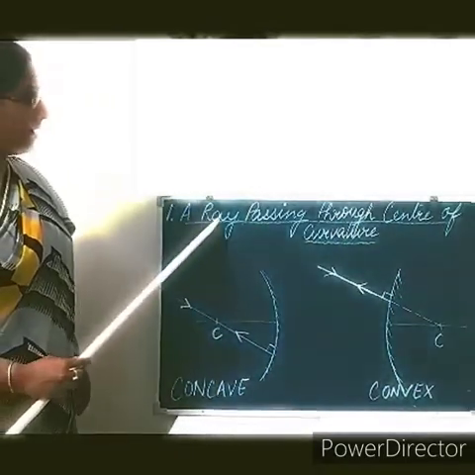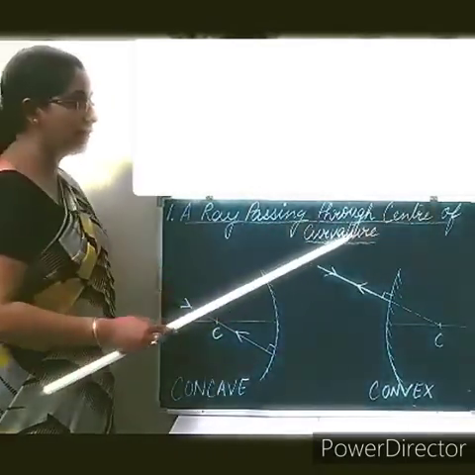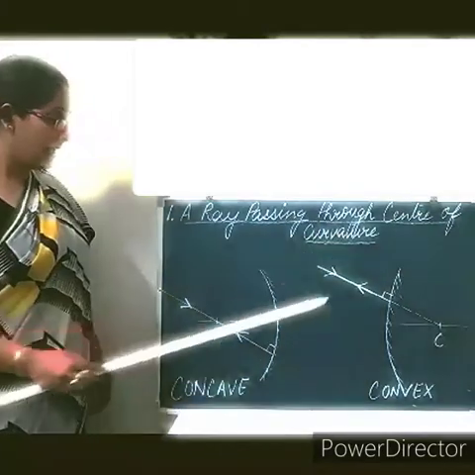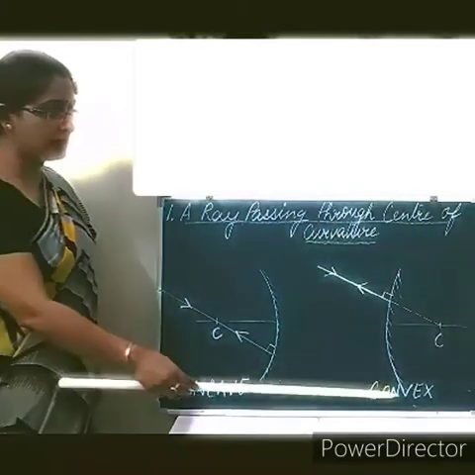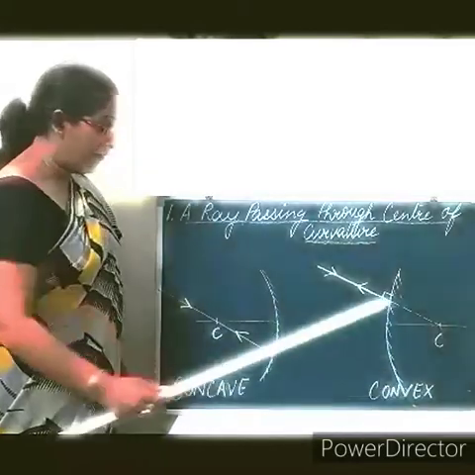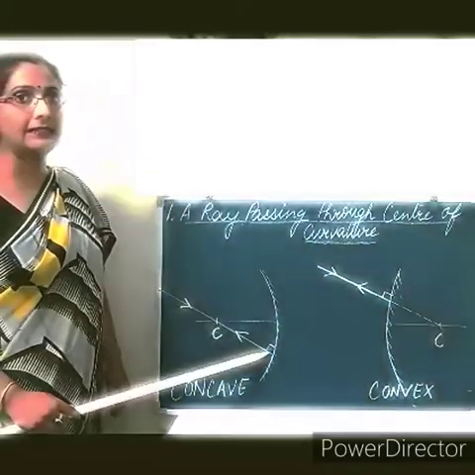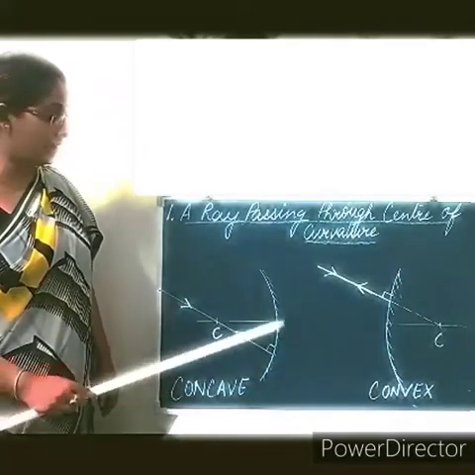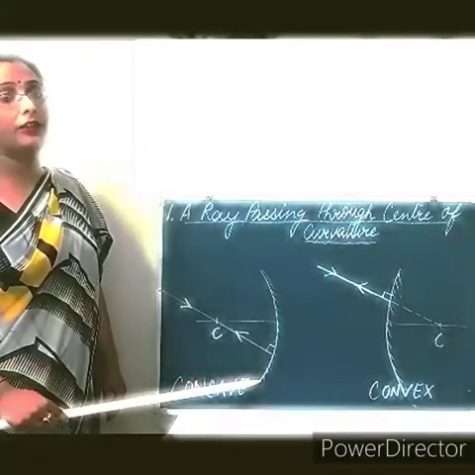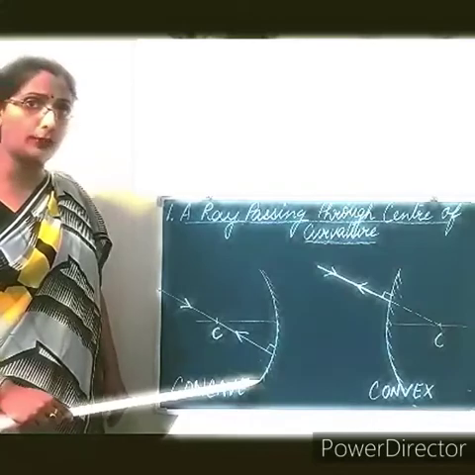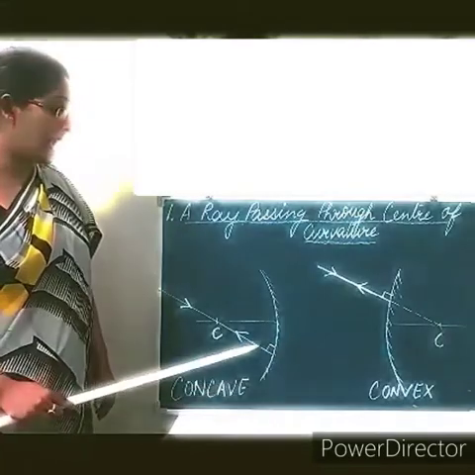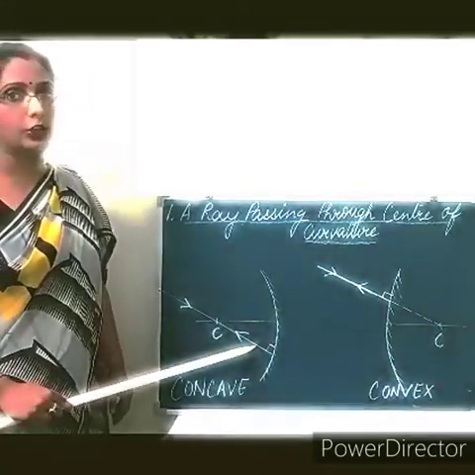The first is a ray passing through center of curvature. This is a concave mirror and this is a convex mirror. Whenever a ray passes through center of curvature, it is incident at 90 degree on the mirror. There 90 degree means it is normal to the mirror. Means angle of incidence is 0.